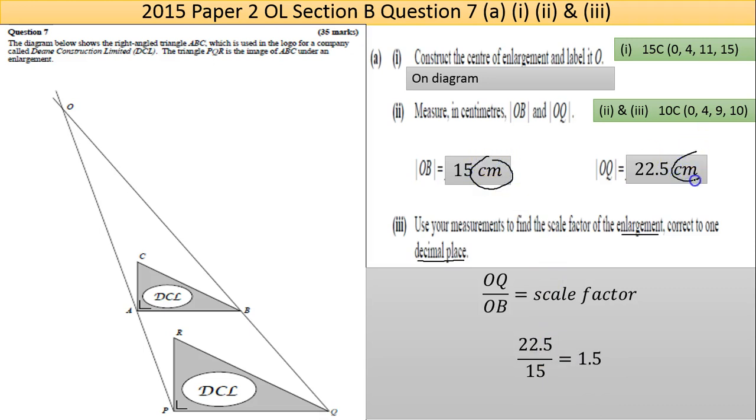It's centimeters in the question, is it? Actually, they don't. Oh, they do. Sorry, measure in centimeters. Now, normally if they give centimeters in the question, they don't actually need the units, but always put units in. Don't take a chance.